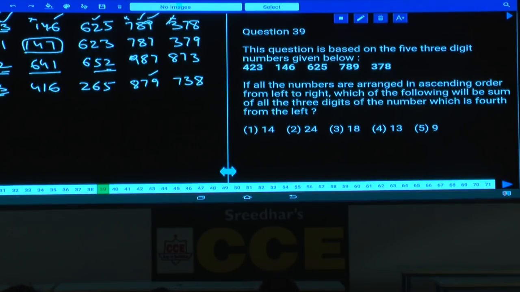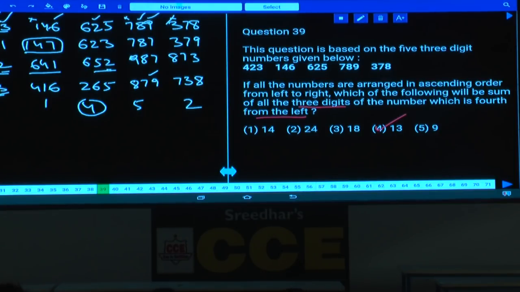Then question number 39. If all the numbers are arranged in the ascending order from left to right, which of the following will be the sum of all the 3 digits of the number which is fourth from the left hand side? Now, all these numbers are arranged in the ascending order. Which is the least number here? 146, and the next one will be 378. Next one will be 423, and this will be the fourth number, and this is the fifth number. Fourth from the left is 625. What is the sum here? 6 plus 2 plus 5, that is 13. 13, that is choice 4.